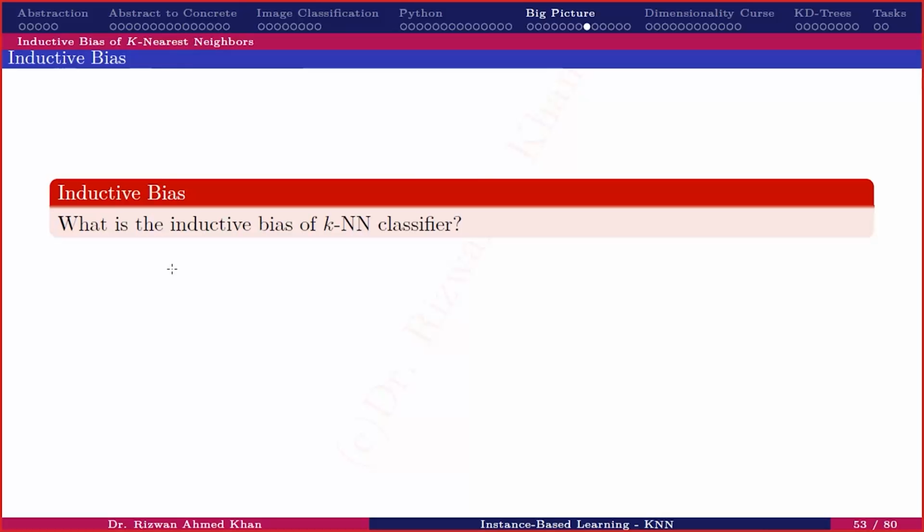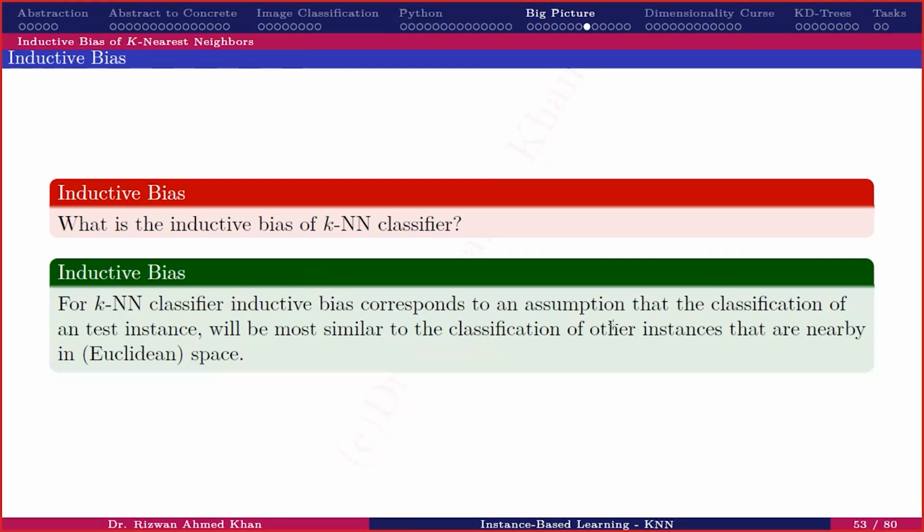And again, what is the inductive bias of the kNN classifier? The kNN inductive bias corresponds to the assumption that the classification of a test point will be more similar to the classification of other instances that are nearby in Euclidean space, let's say. So points that are similar in feature space should have the same labels.